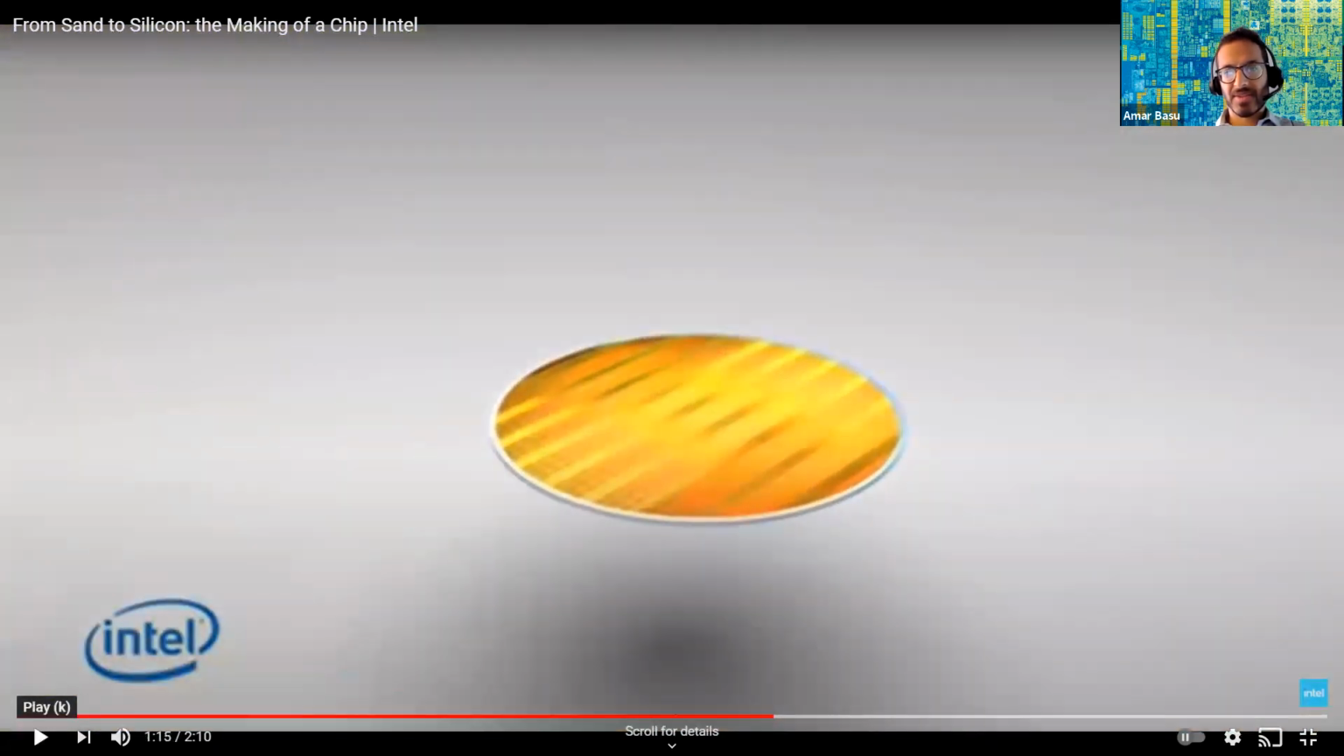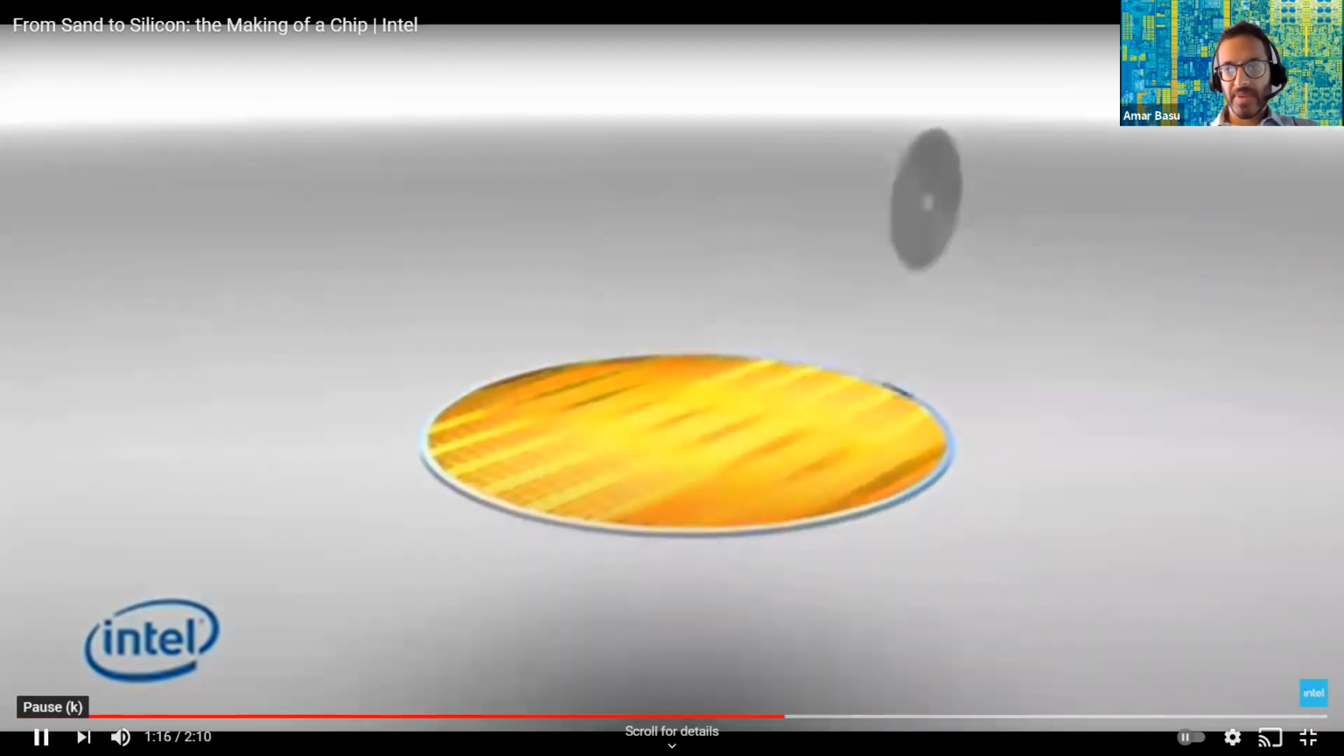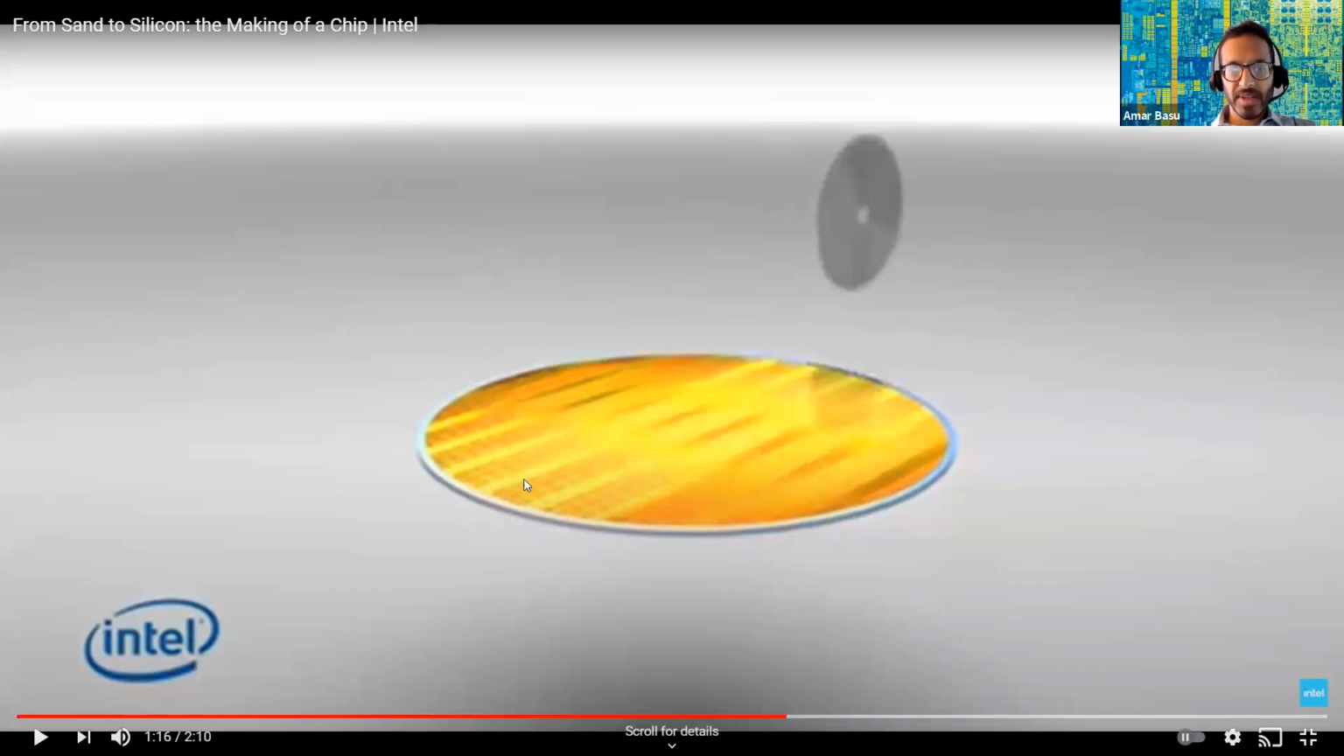Okay, so what you saw here was a brief overview of something that takes more than 200 steps. At this point, we fabricated all the key transistor layers and all the 7 to 10 different metal interconnect layers that are required to make connections between all the transistors. And now, as I mentioned before, if you look closely here, you'll see these little squares. Each square is a microprocessor that has billions of transistors on it.